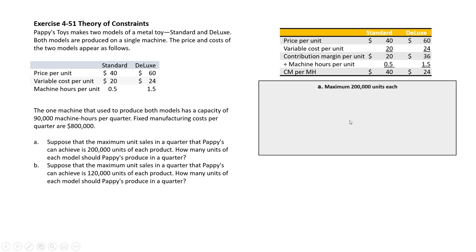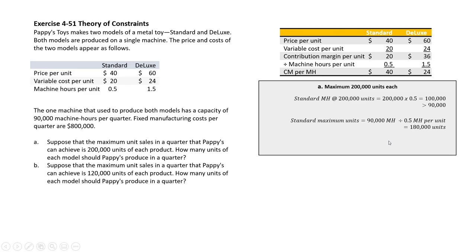So again, my maximum demand is 200,000. I'm going to go with producing standard first. Let me see if I can produce all 200,000 units. Let me test that out. 200,000 standards times 0.5 machine hours per standard is 100,000 machine hours that I would need. That exceeds my 90,000 available, so I can't produce all of them. How many can I produce? I'll take the 90,000 machine hours I have available and divide it by the 0.5 machine hours it takes to make a standard. It means I can produce 180,000 units of standard.